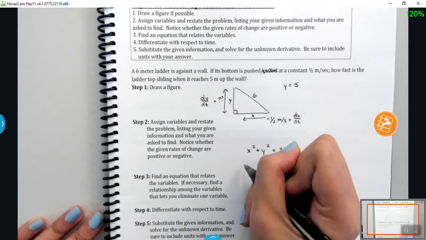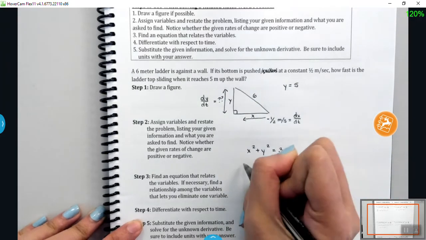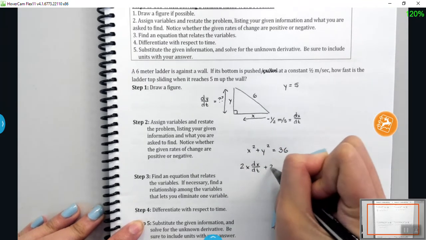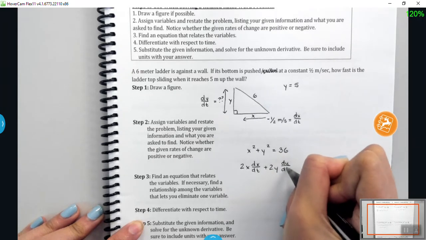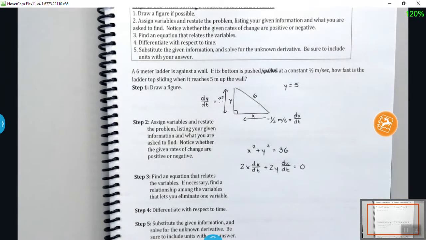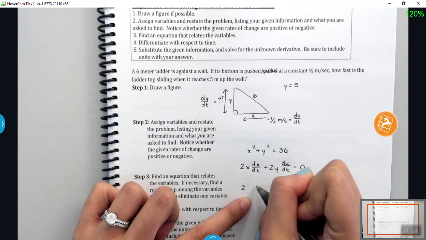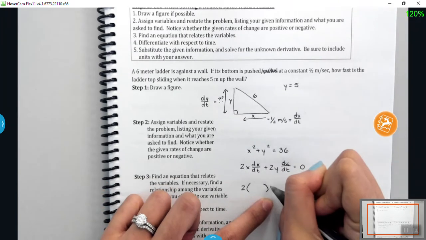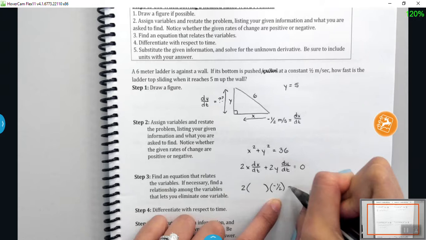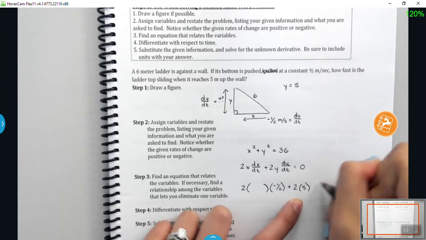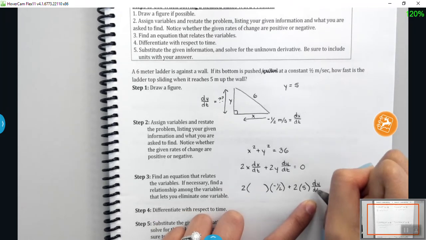Okay, now we can take the derivative with respect to time, step 4. So this is 2x dx dt plus 2y dy dt, and the derivative of 36 is 0. Cool? All right, I can plug in -1/2 for dx dt. I can plug in 5 for y. And then I need to solve for dy dt, so we'll keep that as our variable.